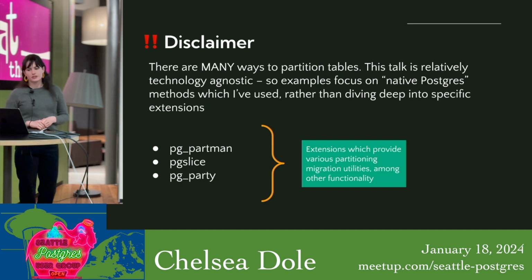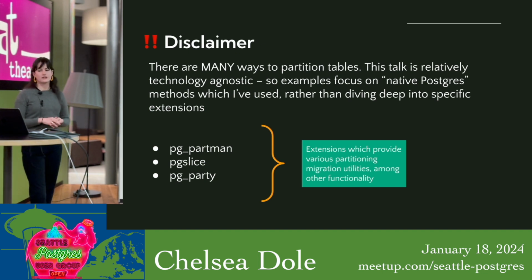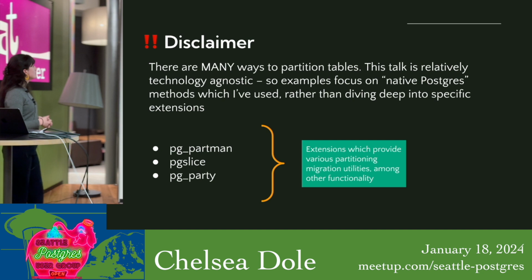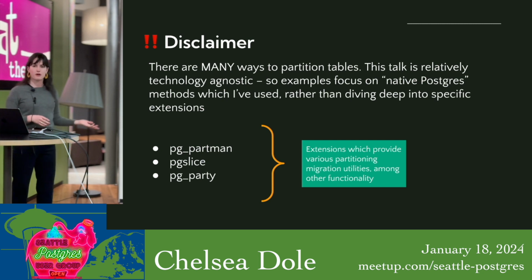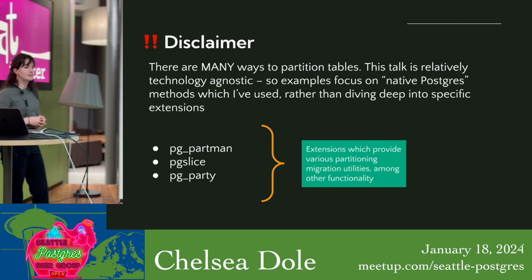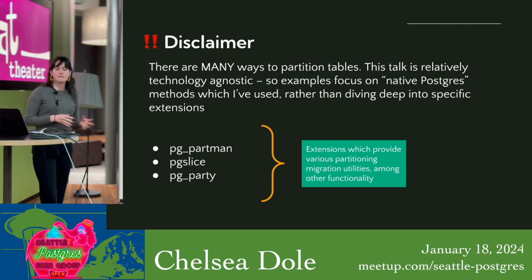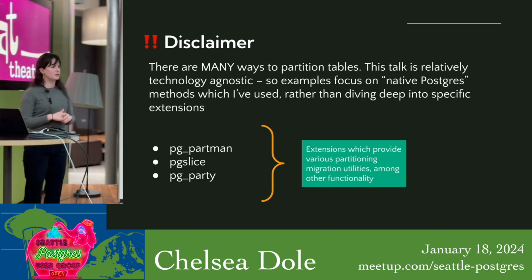There are many ways to partition tables, and in this talk I'm going to be basically technology agnostic. So I'm going to be focusing on native Postgres, not focusing on extensions. Extensions are good here. Some example extensions you can use include PGPartman, PGSlice, and PGParty, depending on what you're looking for. Of those, I have really only used PGPartman, but I've heard good things about them in different ways. So I'm going to mention them a little, and some things may be easier with extensions, but I'm keeping it relatively Postgres vanilla here.